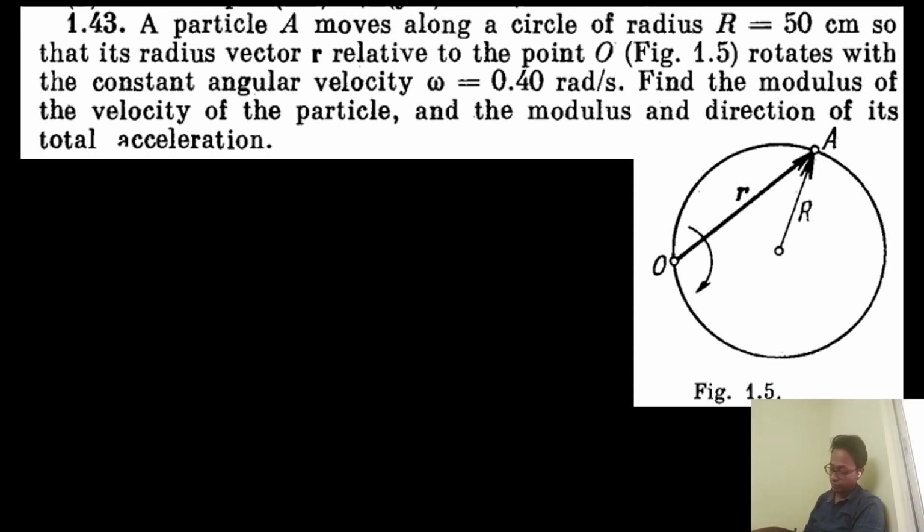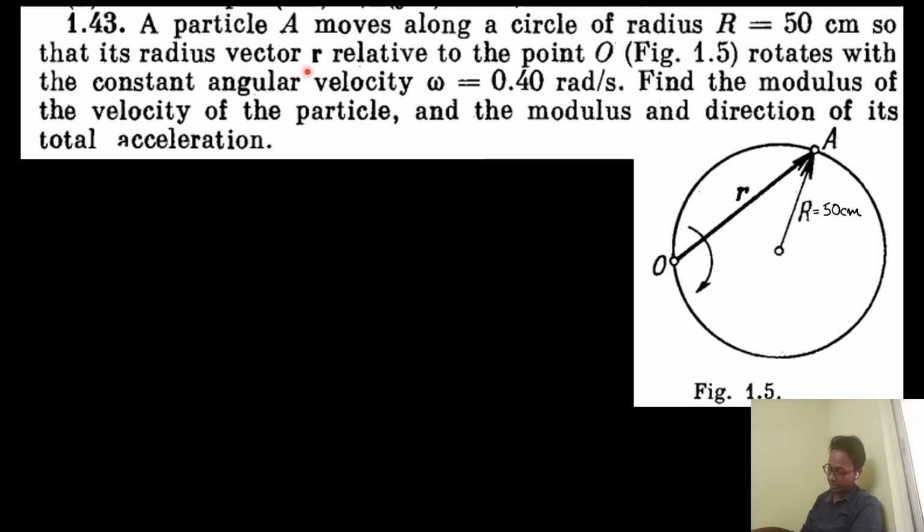Now let's look at this question. Okay, this question is nothing but a simple case of geometry. Let's read the question. A particle M moves along a circle of radius 50 centimeters. It means this particle is moving along this circle and the radius of the circle is equal to 50 centimeters.